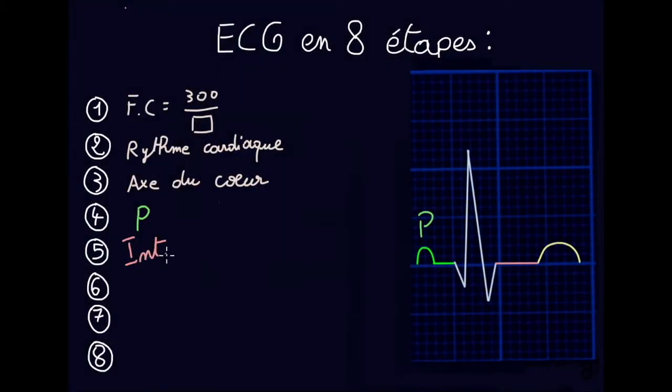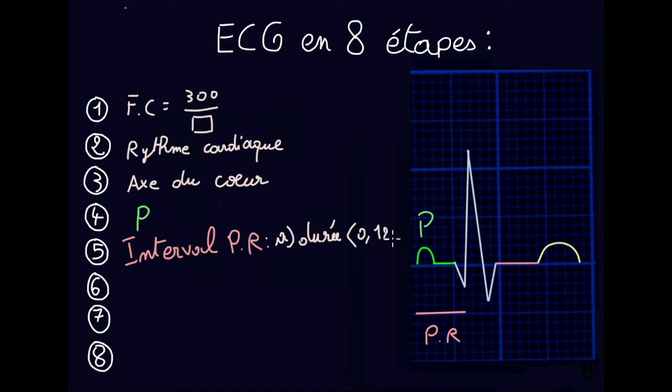Step 5. The PR interval. It is the time from the onset of the P wave to the start of the QRS complex. To read the PR interval, first we will see the duration, lower than 0.12 seconds. It is equal to 3 small squares.